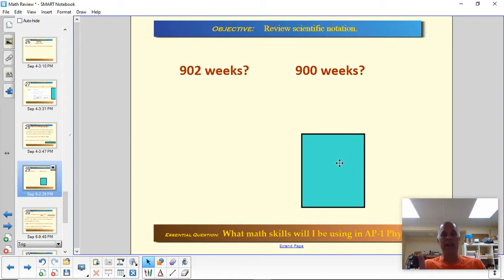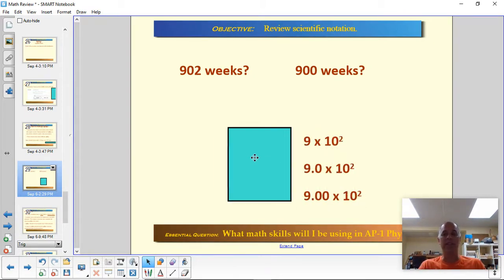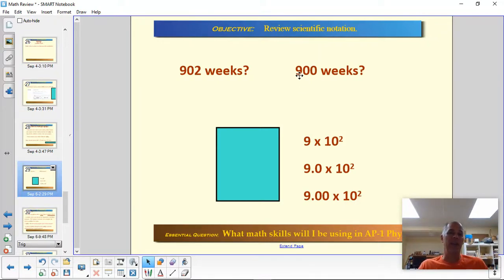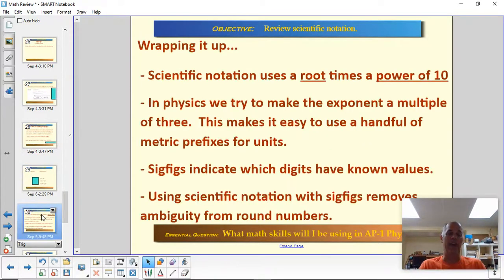And if we use scientific notation, then we can tell. This is how we'd write it. If it was only one sig fig, where it was about 900 of something, closer to 900 than 1,000 or 800, then it's 9 times 10 to the second. It shows one sig fig. If it's 2 sig figs, 9.0 times 10 to the second. If it's all 3 sig figs, it's 9.00 times 10 to the second. And that's how we use it. So scientific notation is also useful for showing how many significant figures you have in a calculation.